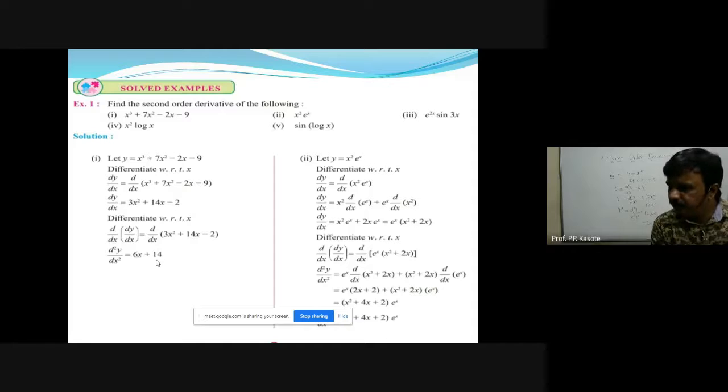Okay, all of you understood? Now see one more example. Let y is equals to x square into e raised to x. See the second example on screen. y is equals to x square into e raised to x. Now let us differentiate it first. Differentiate with respect to x. You can observe that there is a multiplication of power function and exponential function. So of course we'll have to use the product rule.